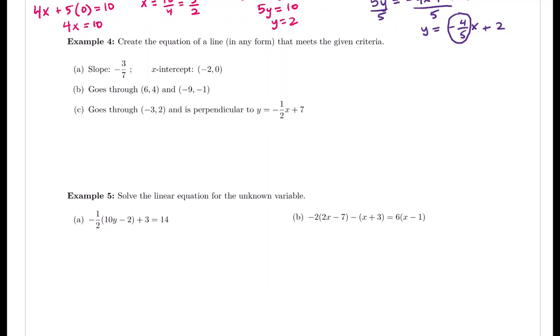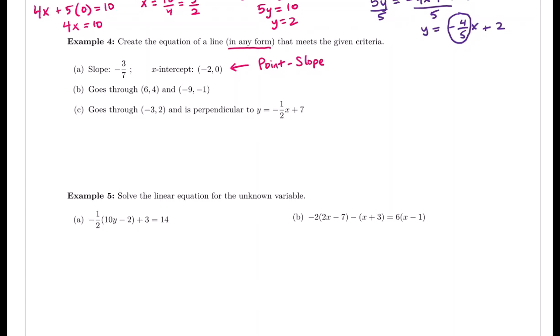Example 4 says create the equation of a line in any form that meets the given criteria. In part A, we're given the slope of a line is negative 3 over 7, and its x-intercept is negative 2, 0. I need to use these two pieces of information to construct a line. And notice that it says we can give the equation of the line in any form. So for part A, what I would recommend is using point-slope form, which is most helpful when you have a point on the line and the slope of the line.